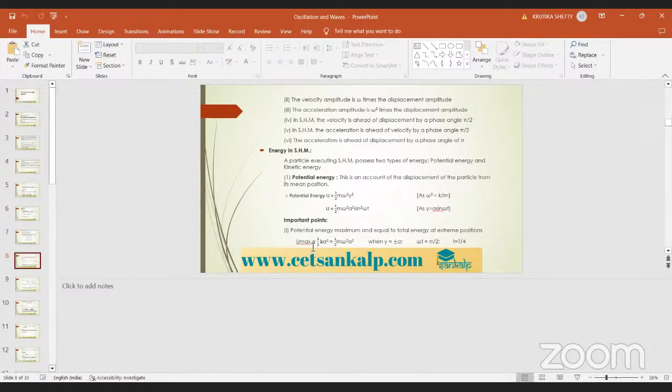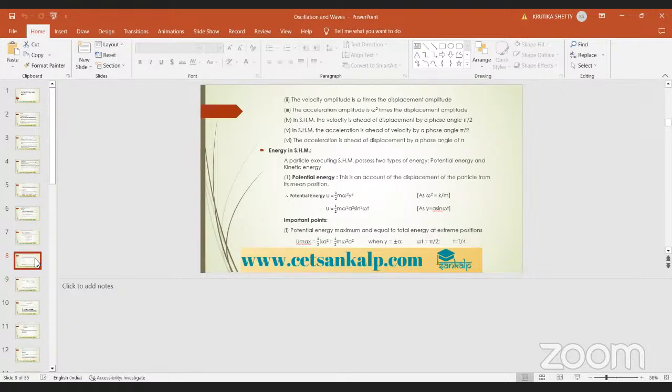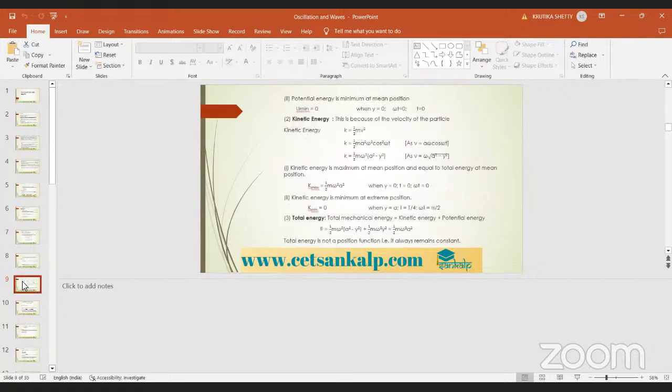At the extreme position it is maximum. So U max is equal to half k a square, that is nothing but half m omega square into a square. Yes. Then the next is kinetic energy. Here the potential energy is minimum at the mean position. It is maximum at the extreme position and minimum at the mean position, like the acceleration value.